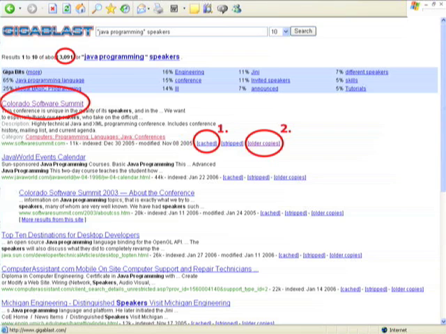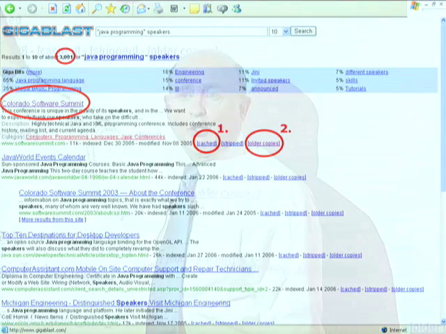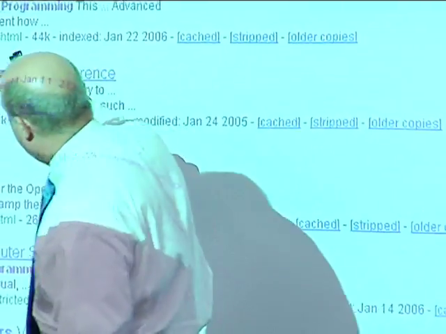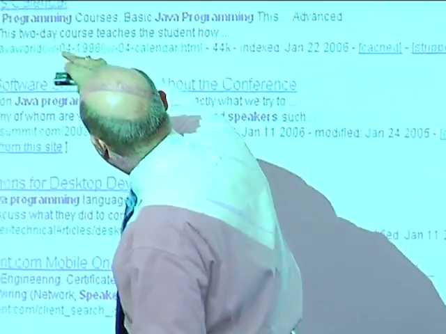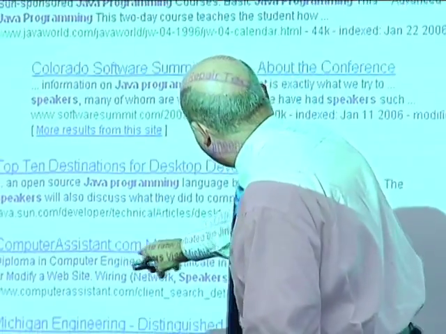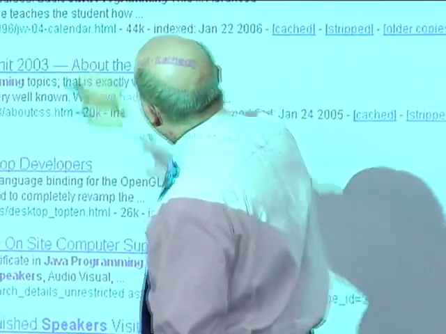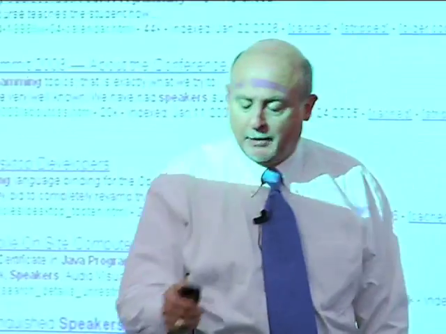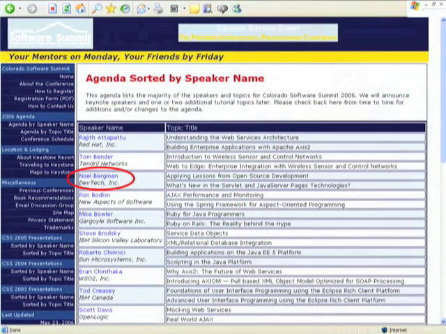And every one of those entries has two kinds of links. One is called cached, and one is called older copies. So the first thing I want to do is look at cached, because that's the most current list of speakers. Okay? So I could take the Java World, I could take the Michigan Engineering Distinguished Speaker Series. I picked the Colorado Software Summit, and here is the agenda sorted by speaker name. Now look what I get.